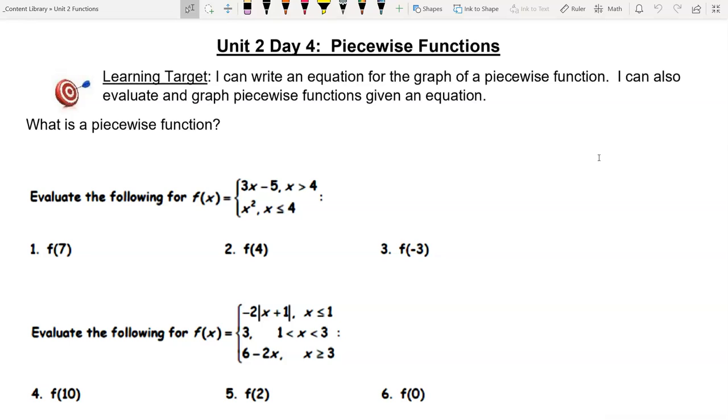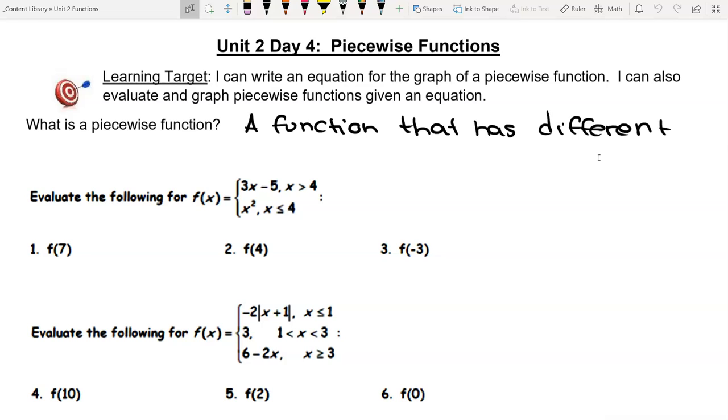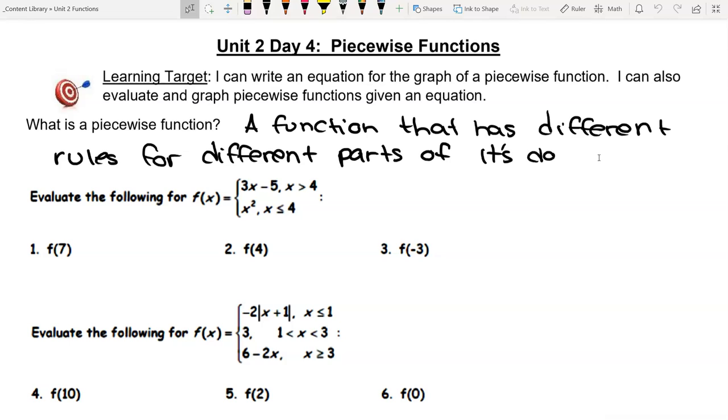A piecewise function is a good old function that has different rules. These are long words. Different rules for different parts of its domain. So that's fancy words for saying that a piecewise function is something that's not whole. So there's pieces of it.